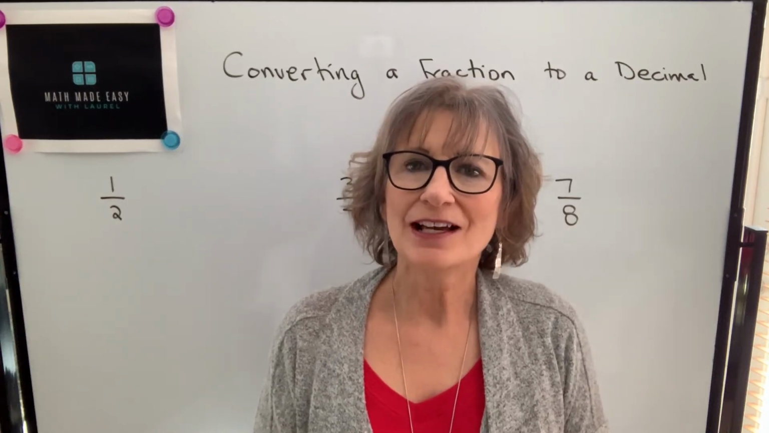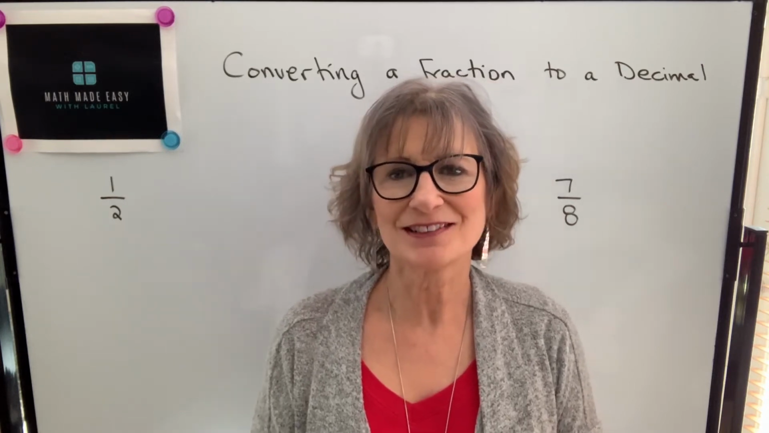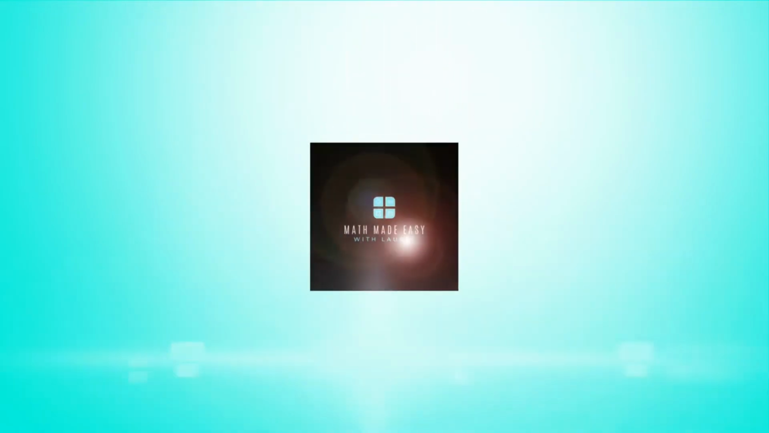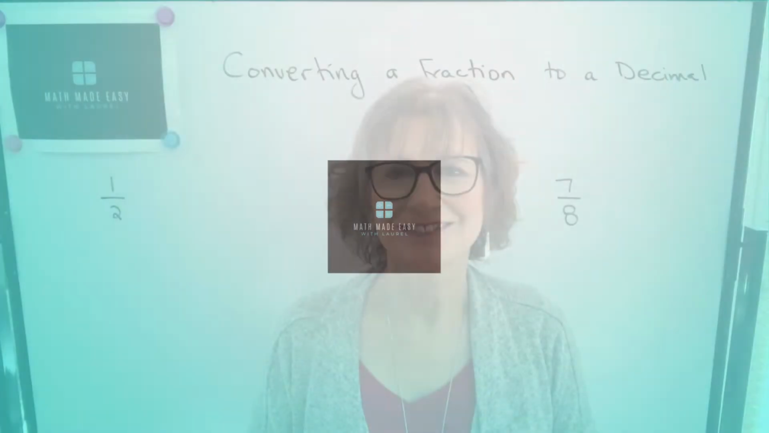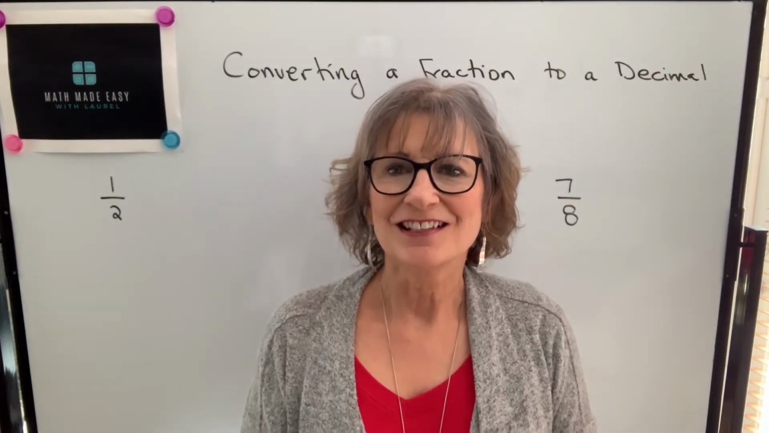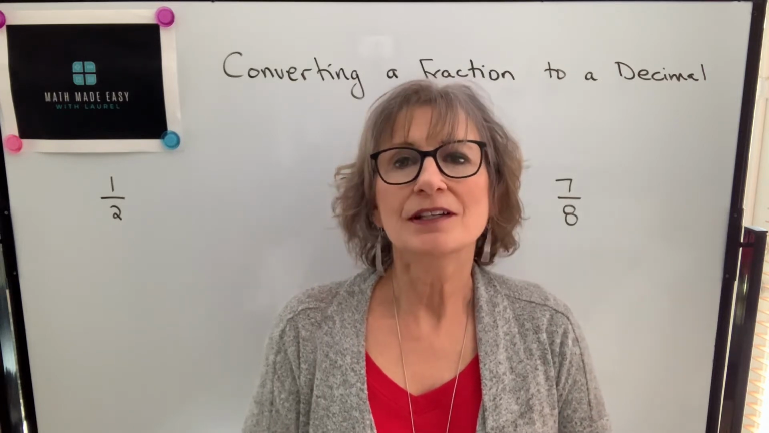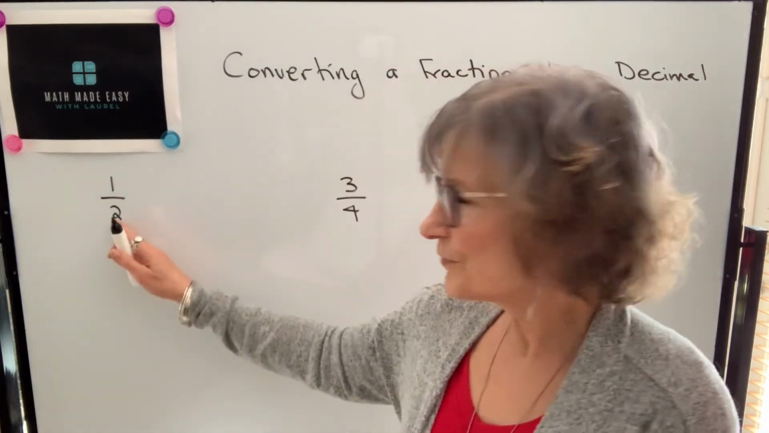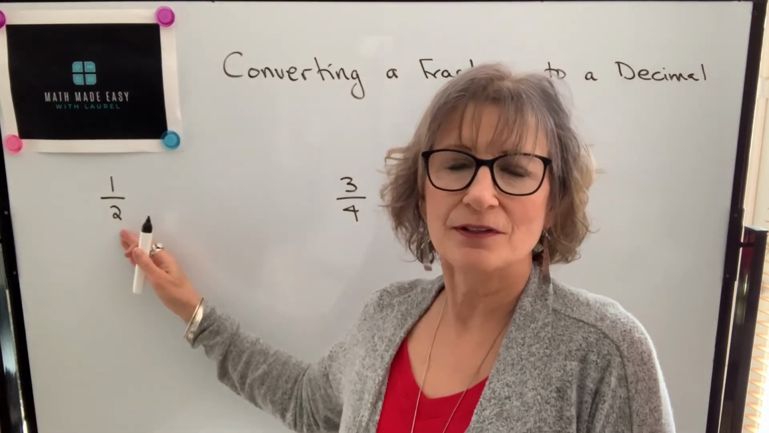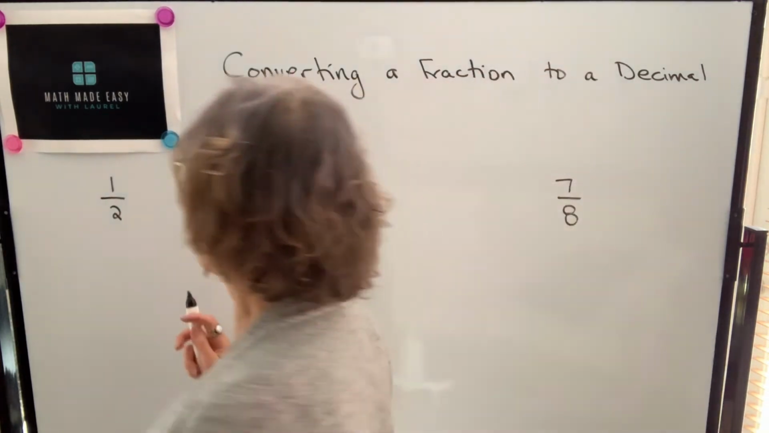I'm Laurel, and in this video we're going to take a look at how we change fractions into decimals. The process for changing a fraction into a decimal is simply divide the numerator by the denominator. So if we take a look at our first example, you may recognize right away that 1/2 is 0.5. If you didn't, then you would just divide.